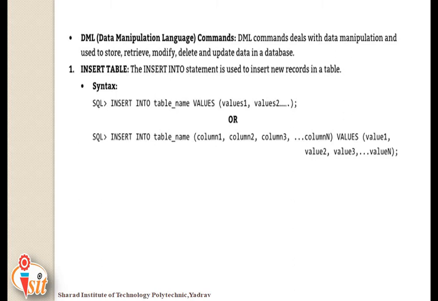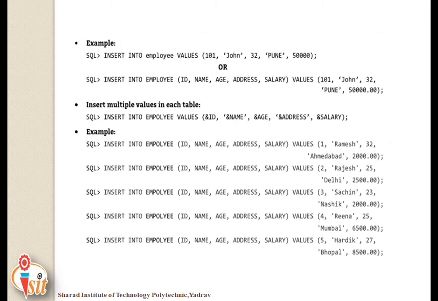Which values do you have to insert? That is column 1, column 2, column 3, likewise. Another syntax example is SQL insert into table name, column 1, 2, 3 to column n, values value 1, 2, 3, value n, then you have to put a semicolon at the end. Now the example is SQL insert into which table? Employee, values are 101, John, 32, Pune, 50,000. Or you can write SQL insert into employee.